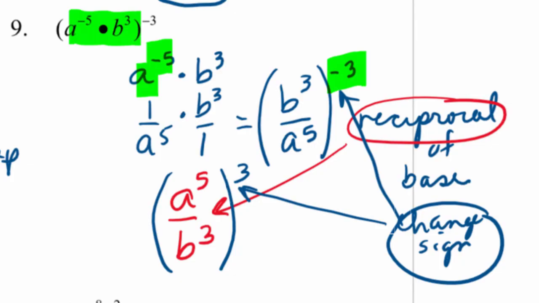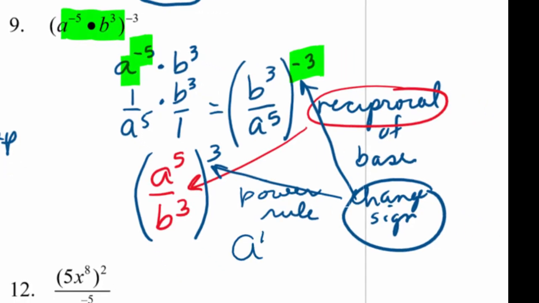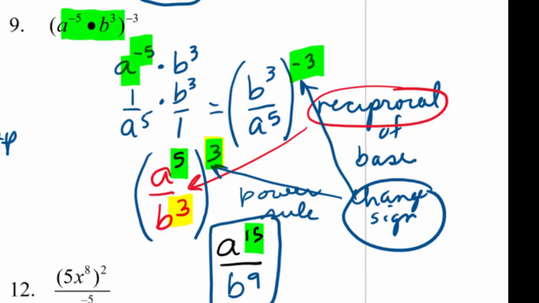And then we have the power rule to get rid of the parentheses, right? We're going to cube the a to the 5th, so that's a to the 15th, and then we're going to cube the b cubed, so b to the 9th. We could have handled this problem in many different ways using different rules, but to arrive at the same answer. So if you had a thought of taking care of these negative exponents in a different order, go ahead and do your work and see if you end up with the same answer I ended up with, which is a to the 15th over b to the 9th.